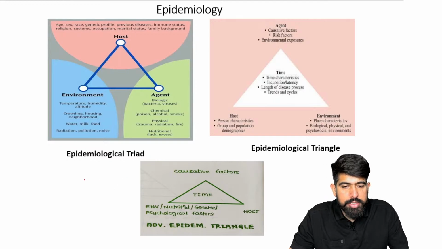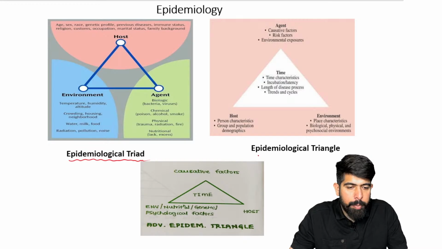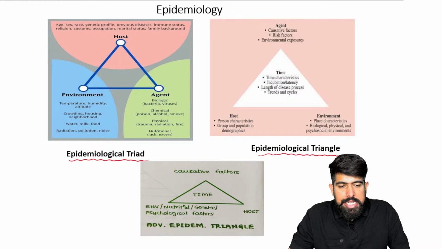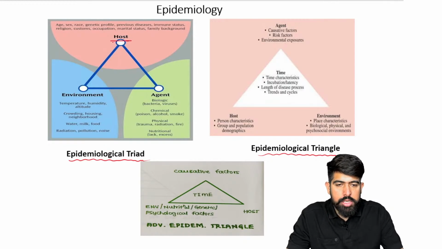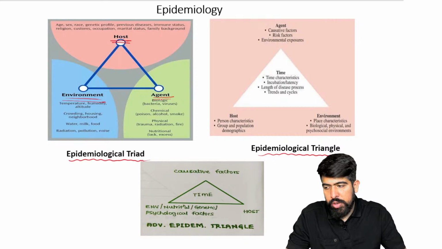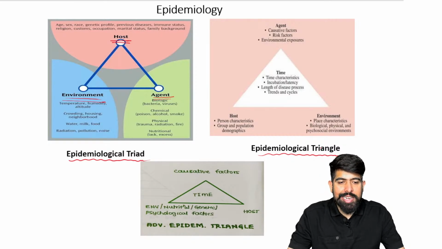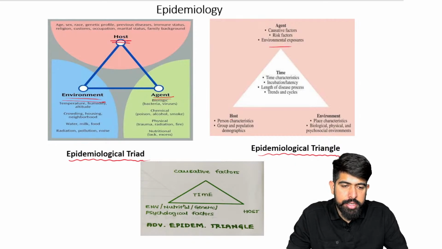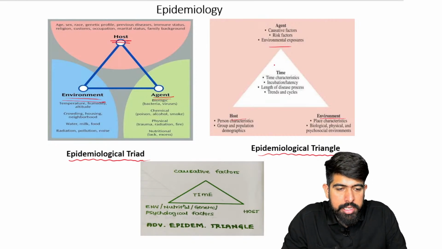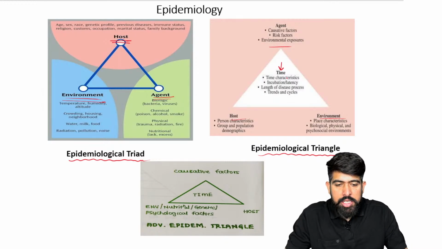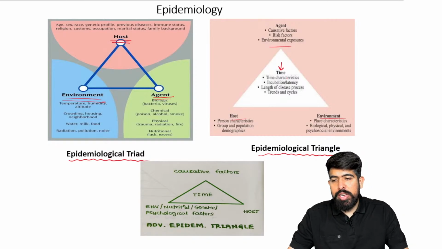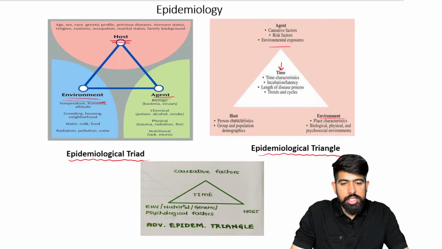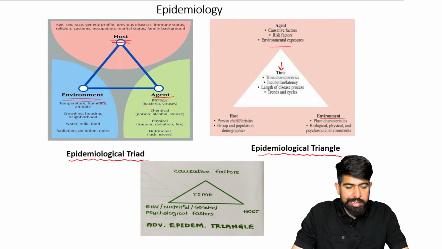Moving forward, we have the epidemiological triad and the epidemiological triangle. In the triad, we have three things. The first is the host, the second is the environment, and the third is the agent, right? Host, environment, and agent. In the epidemiological triangle, the three things are also here, but the fourth thing added is time. If time is not there, it is known as the epidemiological triad.